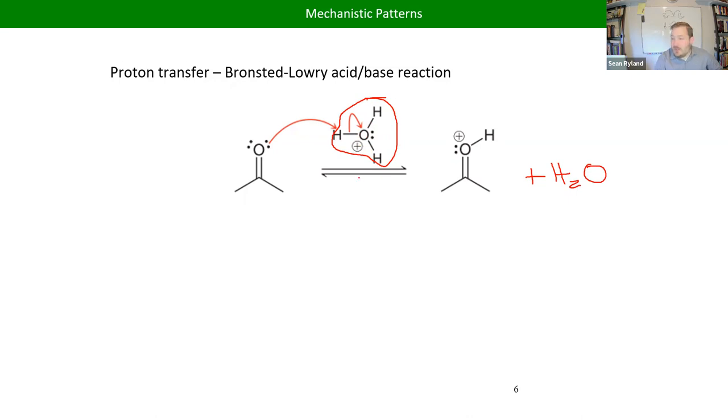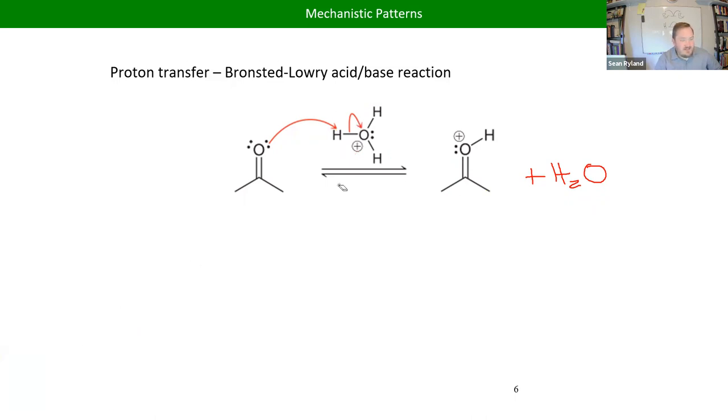A lot of times in OCHEM, organic chemists are kind of sloppy this way. Sometimes we leave off the byproducts. We have an H3O plus acting as the acid, which means we need to make water as a byproduct here. Sometimes that doesn't get drawn.